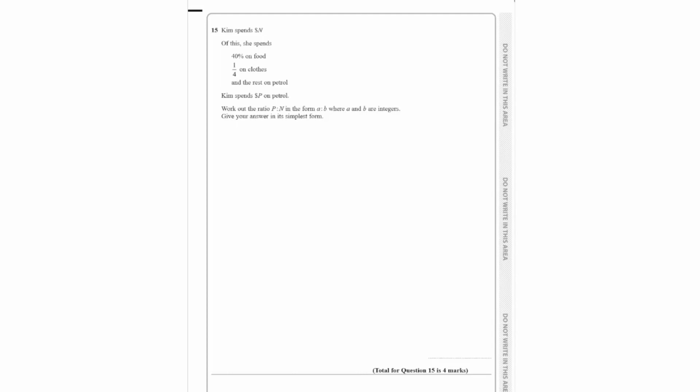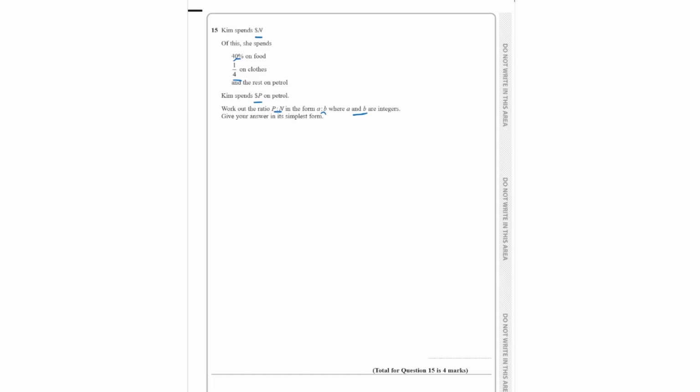Kim spends $N. Of this, she spends 40% on food, one fourth on clothes, and the rest on petrol, being P dollars on petrol. Work out the ratio of P to N in the form A to B, where A and B are integers. Give your answer in its simplest form.